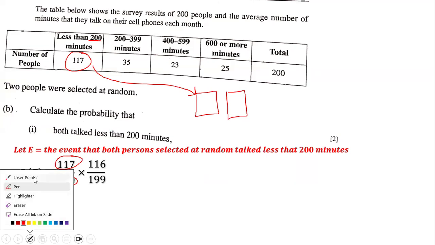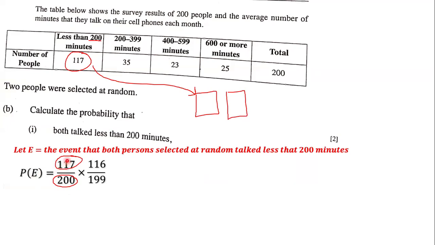So the probability that the first person selected talks less than 200 minutes is going to be 117, because there are 117 people who talk less than 200 minutes, all over 200, because there are 200 people in total.